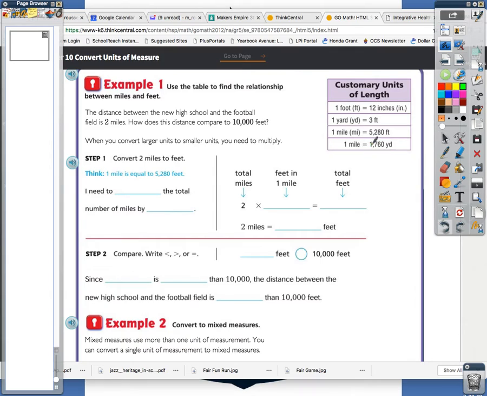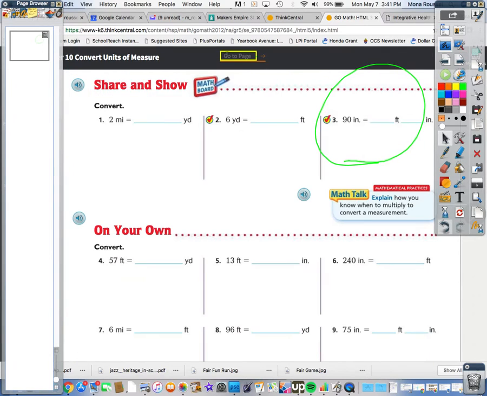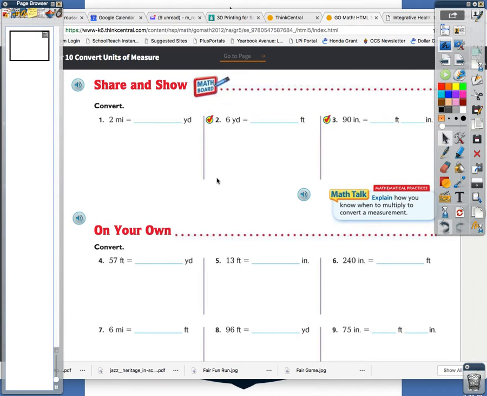We will use those rules along with the information that we see here in this chart to help us answer some conversion problems. We'll go to our book and we can work some examples of converting from one customary unit to another. So number one, we're converting miles to yards.